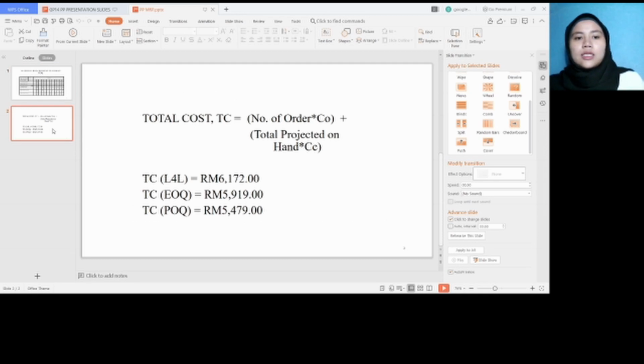For the MRP POQ, we get this result after we do the calculations. And lastly, for total cost, we use this formula: number of orders times cost ordering, plus total projected on hand times cost carrying. The total cost for L4L is 6,172 ringgit. For EOQ, 5,990 ringgit. And lastly, POQ will be 5,479 ringgit. So that's all for my presentation.